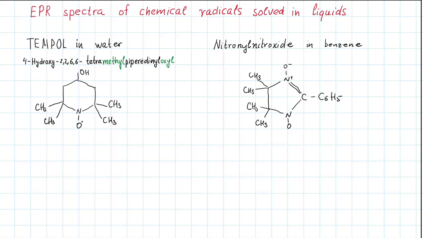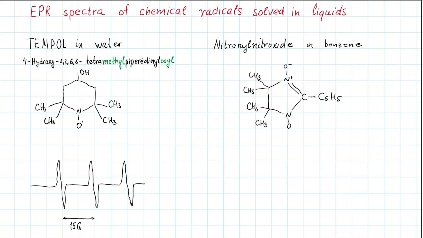As the experiment shows, the EPR spectrum of tempol radicals in liquids can roughly be described as three relatively sharp lines of equal intensity. The distance between these lines is about 15 Gauss. Okay, let us find an explanation for such spectra.